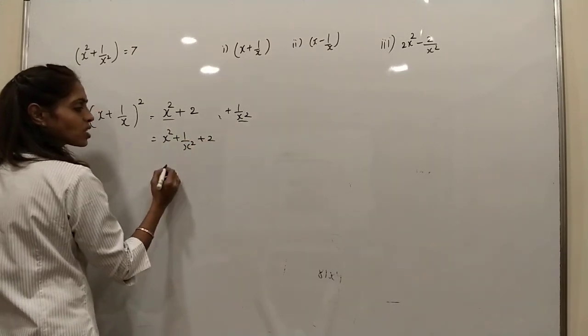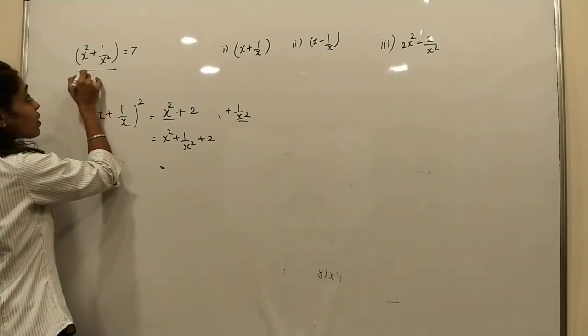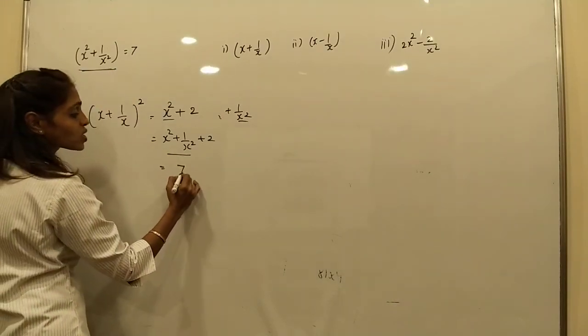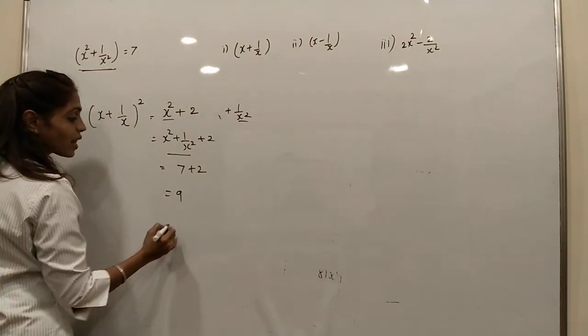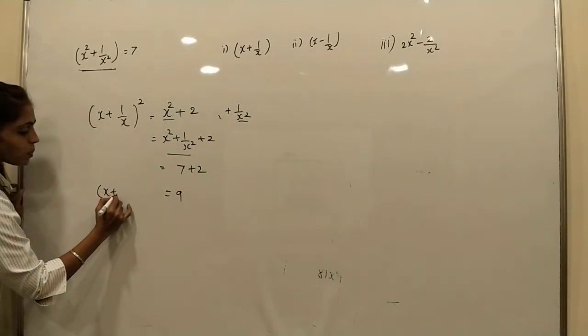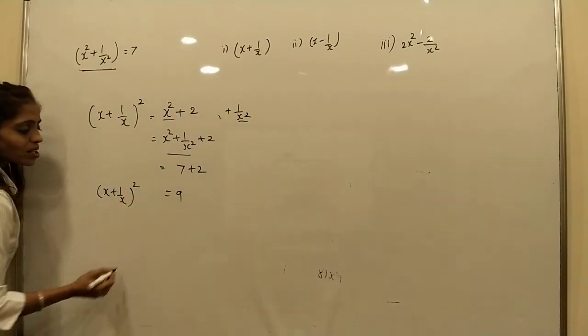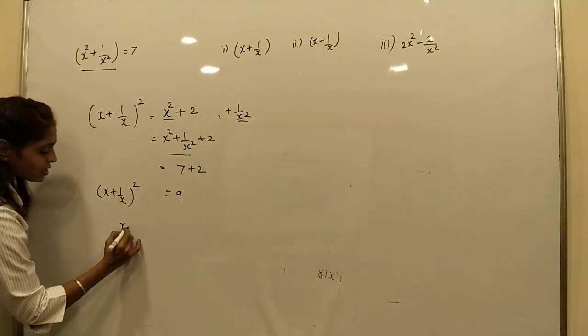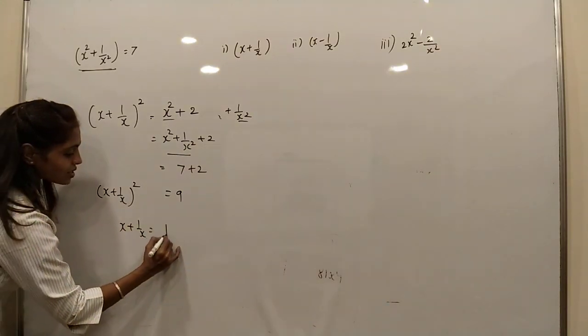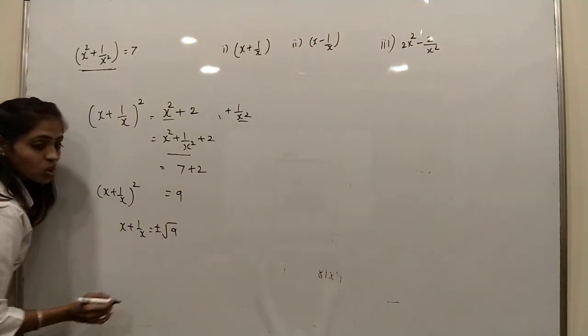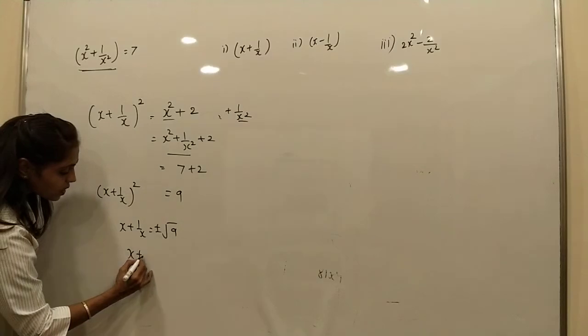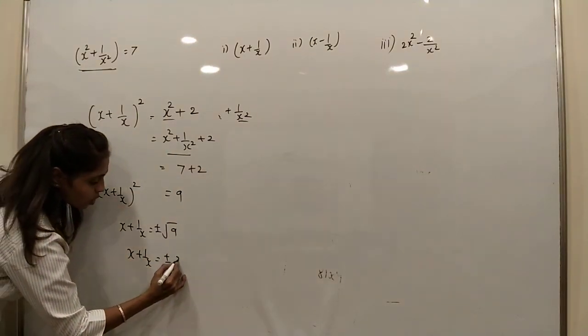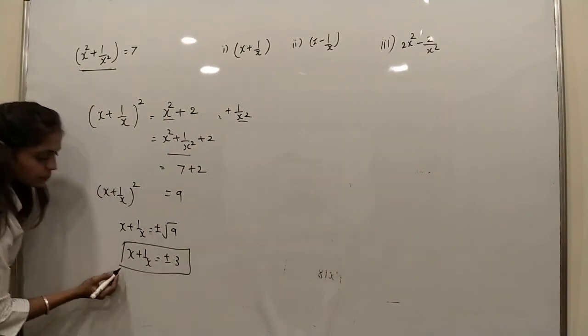I just arrange the terms. But I have the value of x square plus 1 upon x square as 7, plus 2 is 9. That is, x plus 1 upon x the whole square is 9. Hence x plus 1 upon x is under root 9, that is plus or minus. So x plus 1 upon x is plus or minus 3.